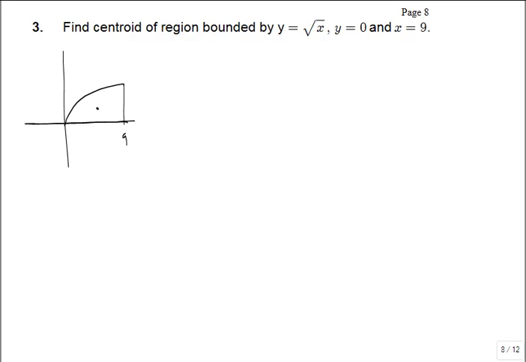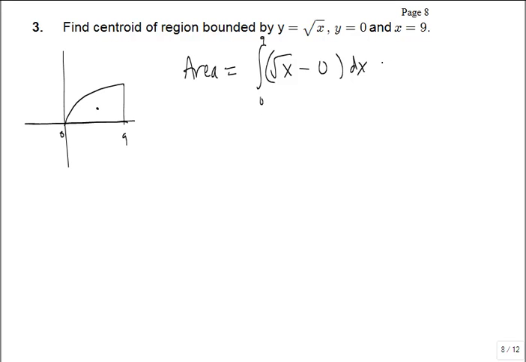Well, the first thing we're always going to start off with is finding the total mass. And in the case of a centroid where your density is 1, that's the same thing as just finding the area of this region. So let's find the area of this region right here. And that's just using a good old integral. We're going to take the top curve, which is our square root, and we're going to subtract the bottom curve, which is just 0. And our bounds for x are from 0 to 9.